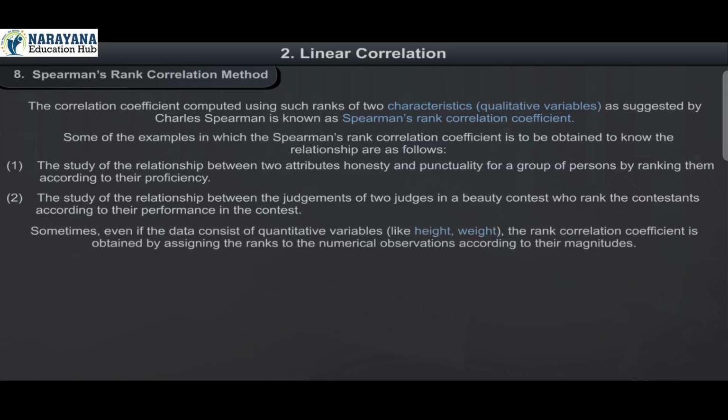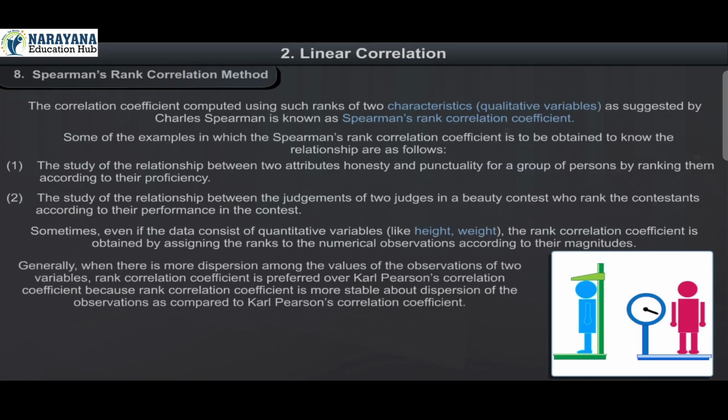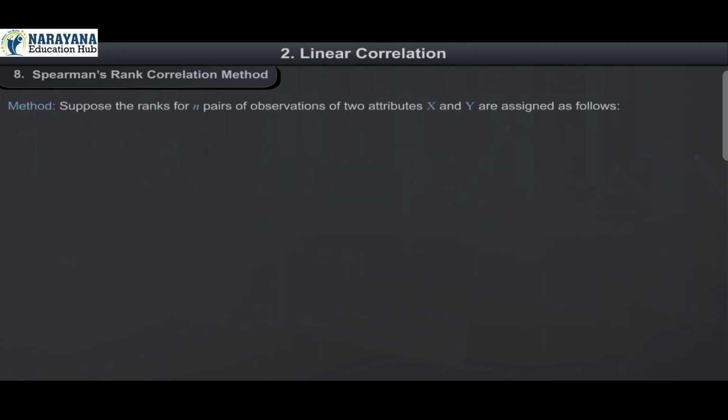Sometimes, even if the data consist of quantitative variables like height, weight, the rank correlation coefficient is obtained by assigning ranks to the numerical observations according to their magnitudes. Generally, when there is more dispersion among the values of the observations of two variables, rank correlation coefficient is preferred over Karl Pearson's correlation coefficient because rank correlation coefficient is more stable about dispersion of the observations as compared to Karl Pearson's correlation coefficient.